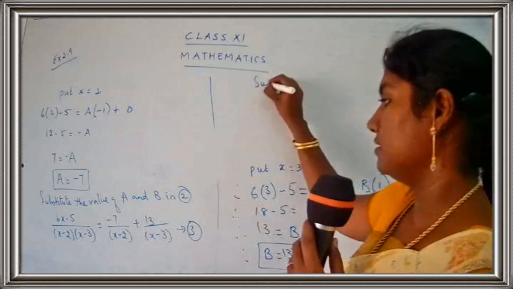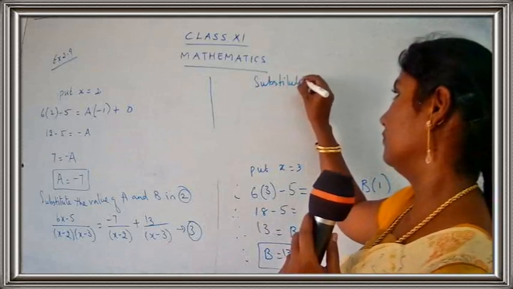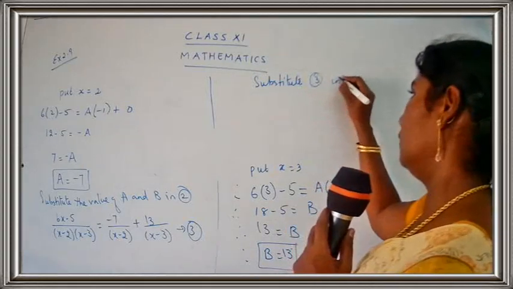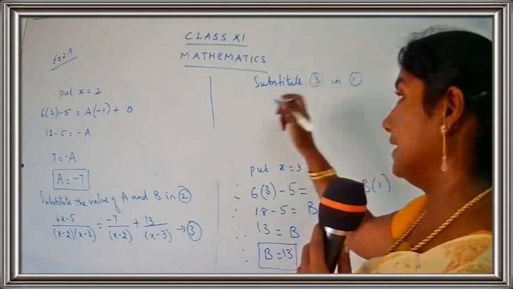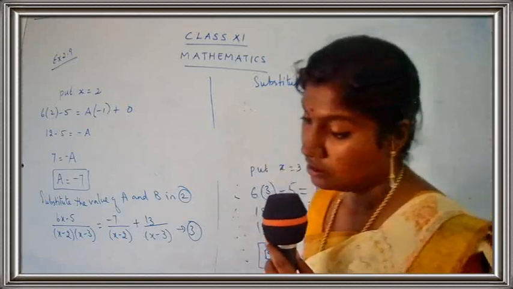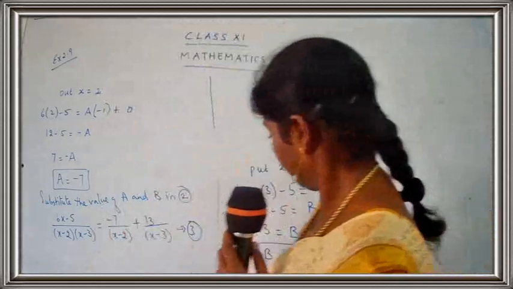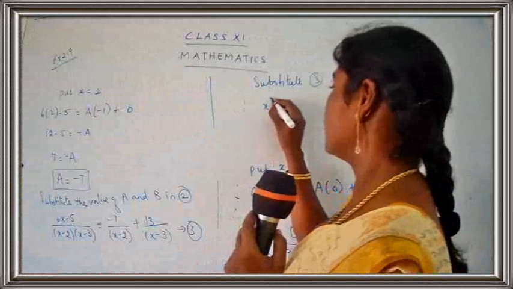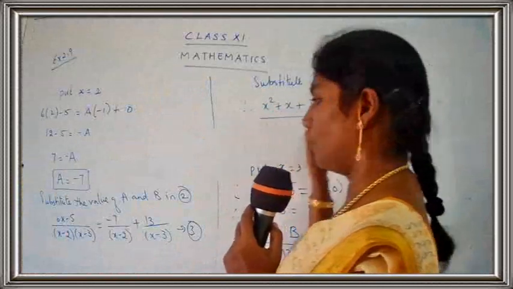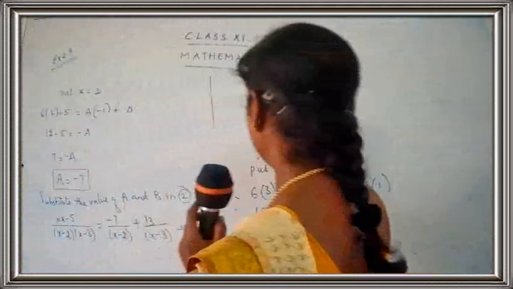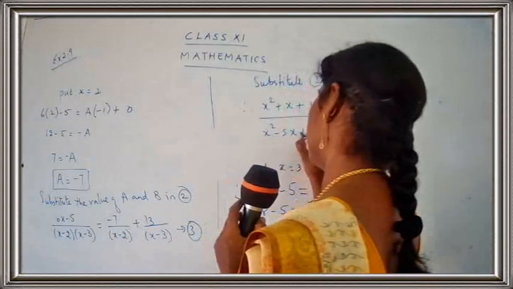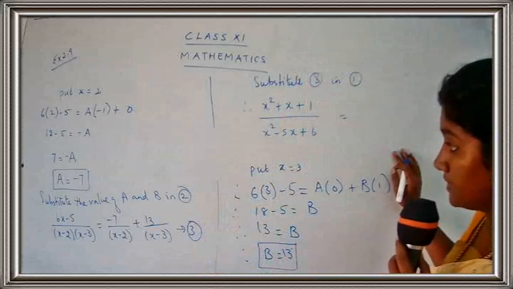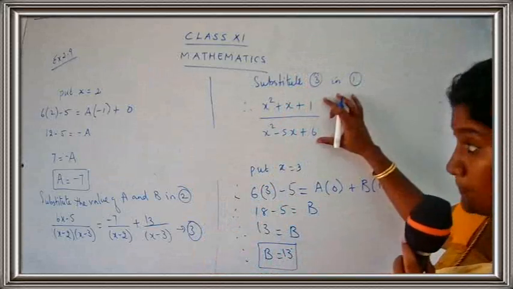Therefore, you can write here, substitute 3 in 1. So what was the actual question? The question was x square plus x plus 1 upon x square minus 5x plus 6 is equal to. This was the original expression.